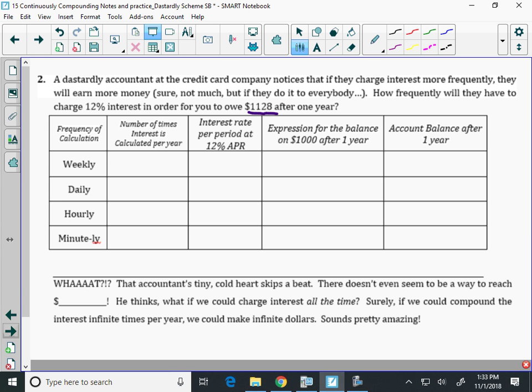How many weeks are in a year? 52. All right, so if we took interest 52 times a year on 12%, can you figure out what the decimal is for the interest rate they have to charge every week? Take 12% divided by 52. Does it give you anything nice?